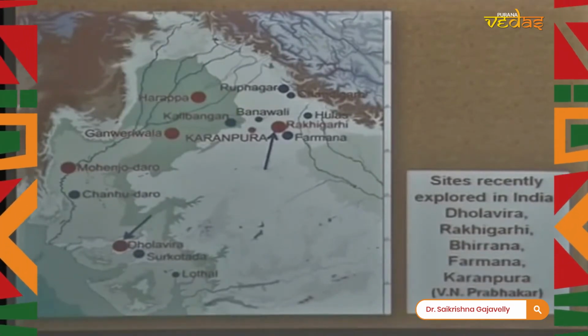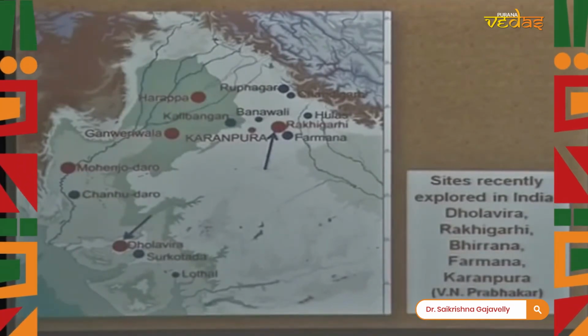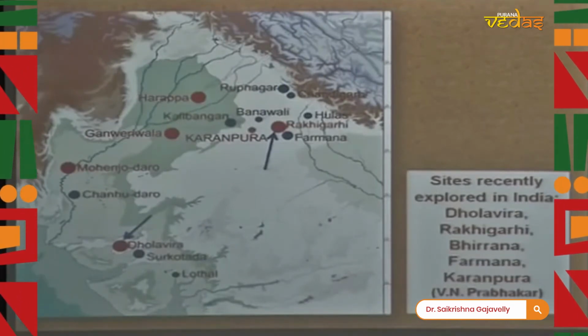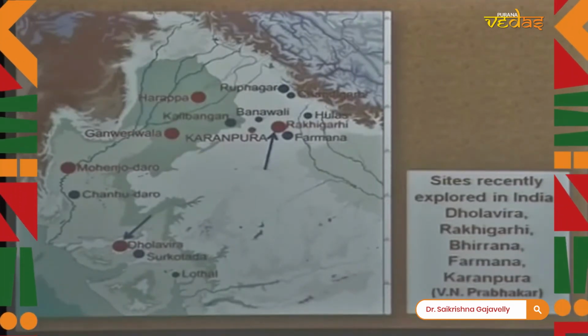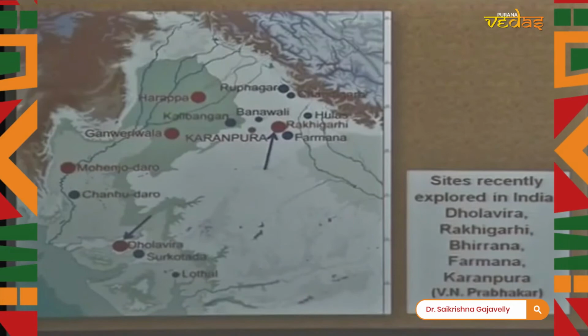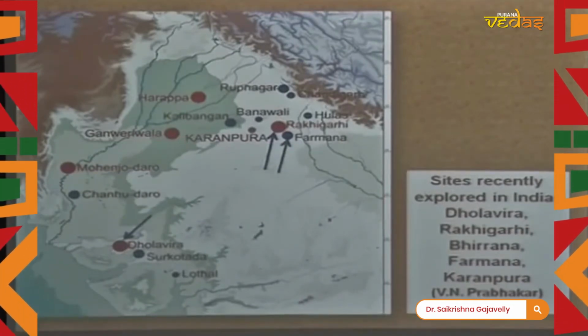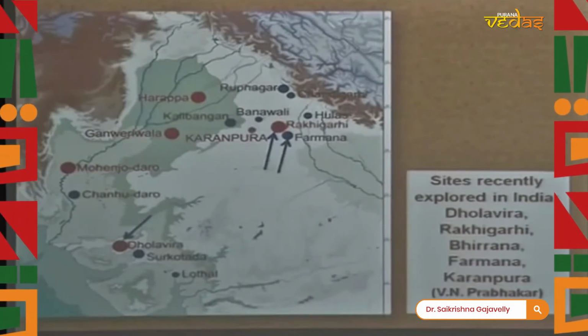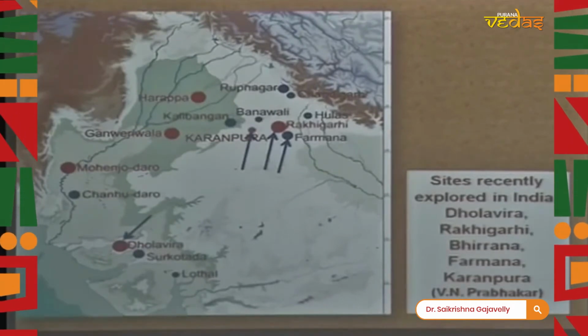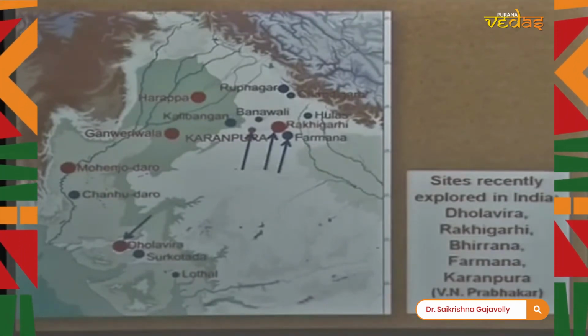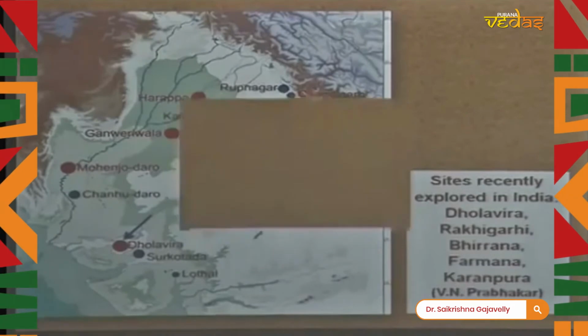Sometimes the bricks are recycled, reused, the old Harappan bricks, but the sites are just wiped out even before archaeologists can reach them. So Rakhigari, then this is Farmana, a new site also in Haryana. Karanpura is the latest in Rajasthan.